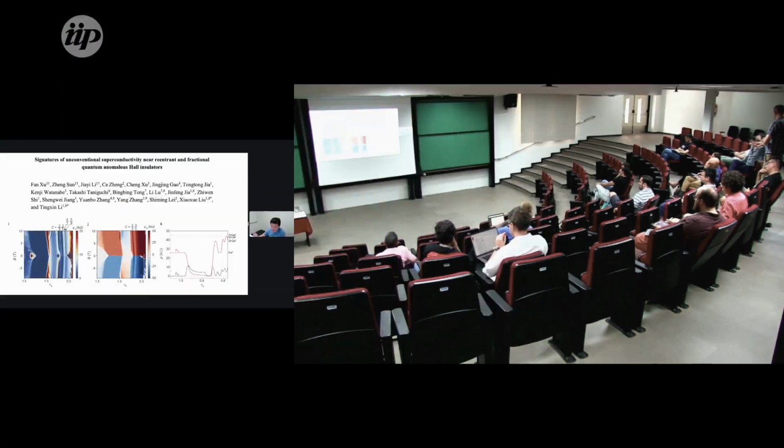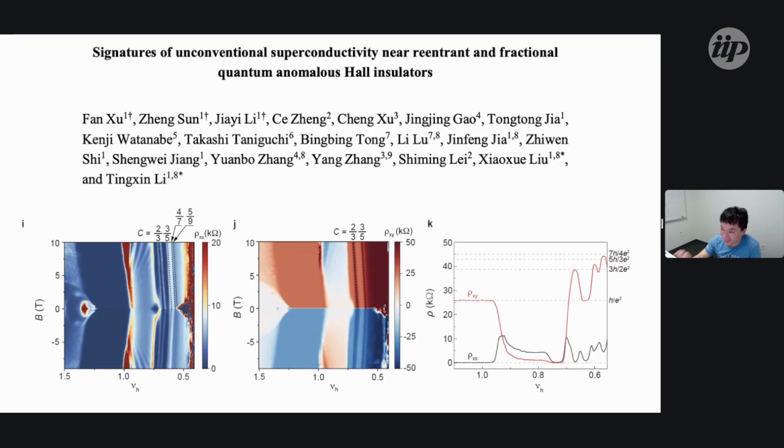Yes. Okay. I'm just mentioning in general that, yes, you're right. I thought I mentioned the twisted TMD, but maybe I probably forgot. But in a different moiré system, superconductivity is observed to appear right next to a reentrant quantum anomalous Hall insulator. And it's interesting because an unconventional superconductor is being associated with the electron solid. And what is the connection there? We don't know, or I don't know.